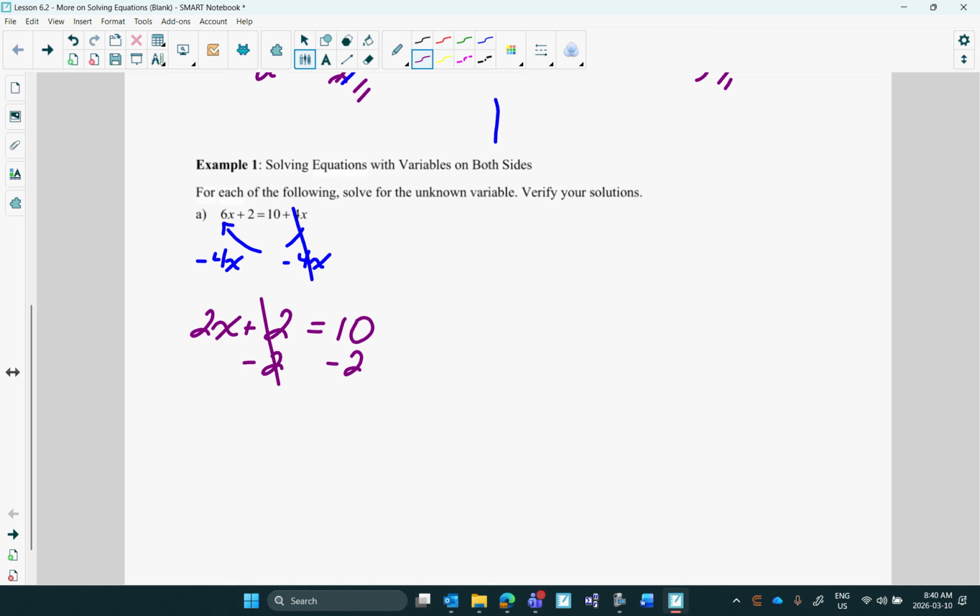What does the equation look like? 2x is equal to 8. And then divided by 2, divided by 2, and x is equal to 4. And that's your final answer. Okay?